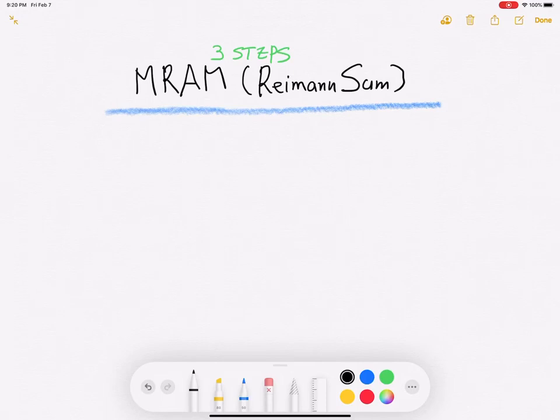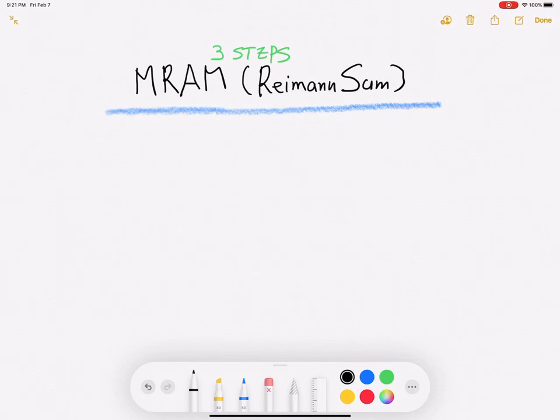Today I keep explaining about the Riemann Sum, MRAM, midpoint rectangular approximation method. I'm still using 3 steps. First step is 4 rectangles. Second step is n rectangles. The last step is infinitely many rectangles to find what? Area under the curve with the x-axis.